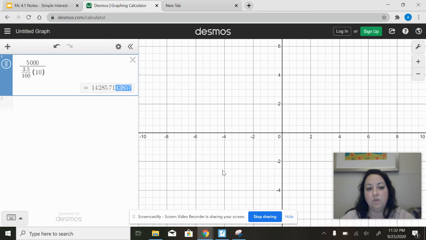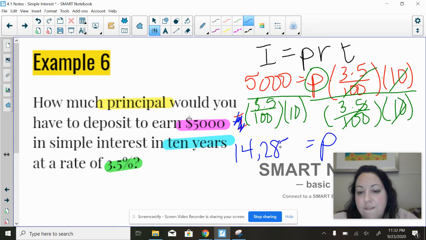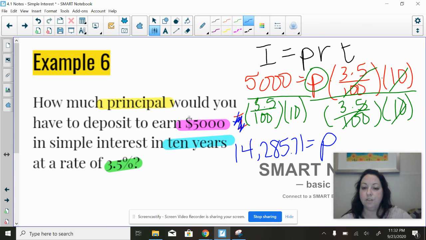So that's $14,285.71. And that is going to be the principal that I deposit. If I put that amount in the bank and let it just sit there for 10 years, I will earn a total of $5,000 extra in interest.